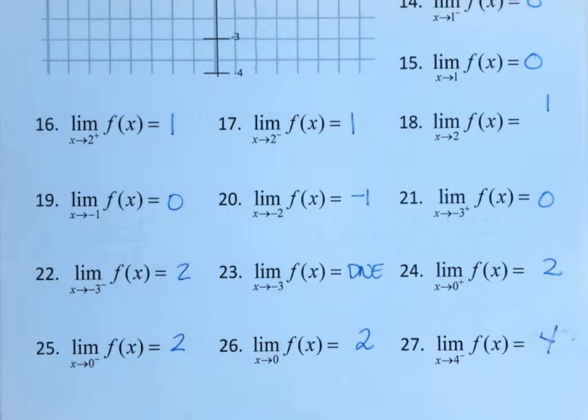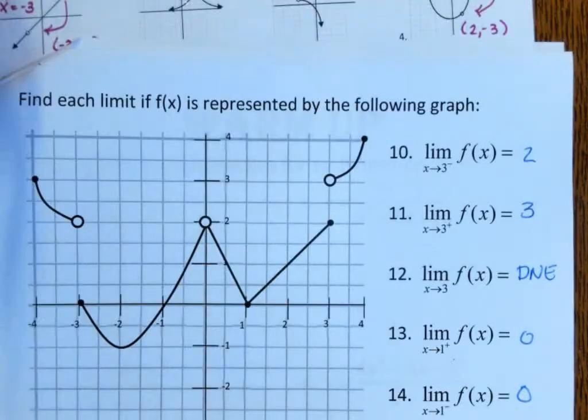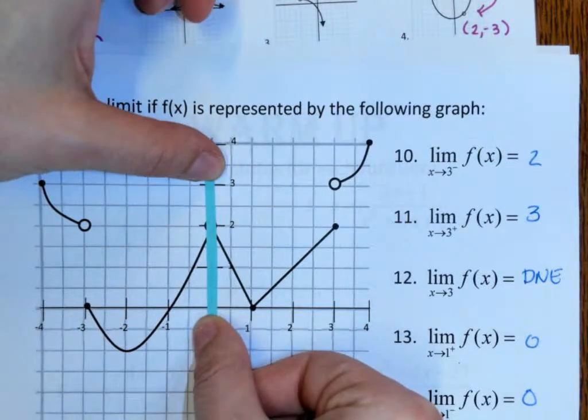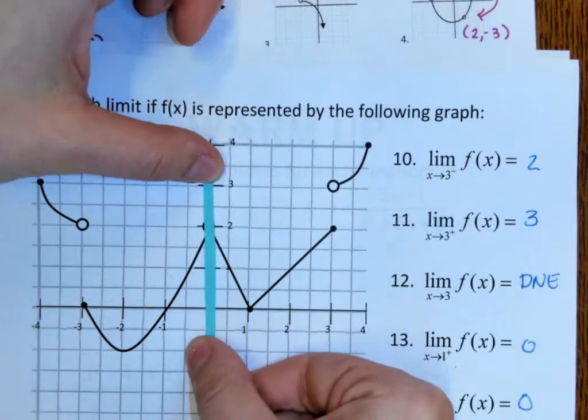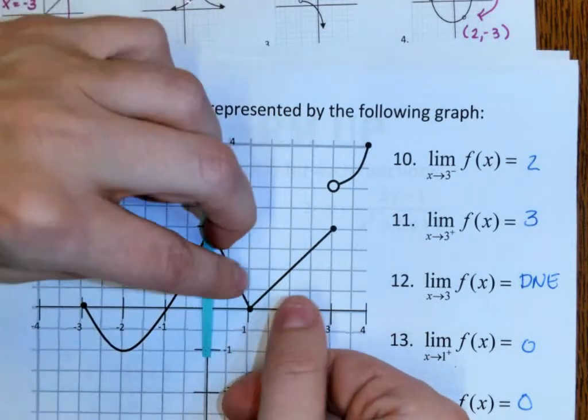So for the 26, 0 overall. Remember, we don't care what's actually going on there. We're saying as we come to 0. That's why I do that, because it's not about what's happening there in reality. It's what it's going to look like.